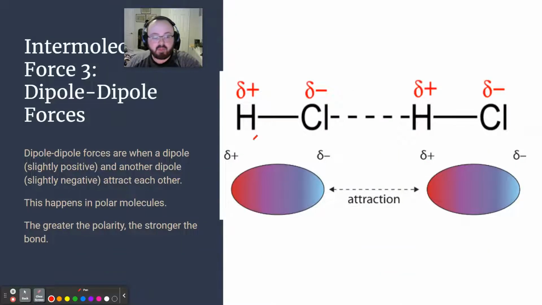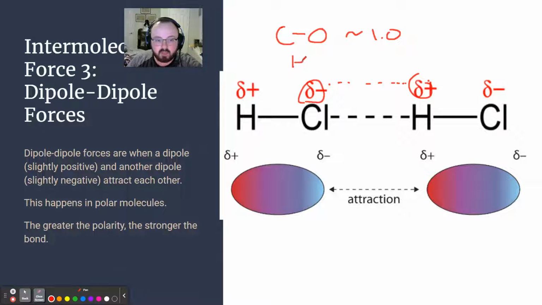Alright, dipole-dipole forces. This chlorine here is partially negative, this hydrogen is partially positive, and they will attract because opposite charges attract. I think this one's kind of simple, but this is two polar molecules connecting, attracting because of their polarity, because of these partial charges. Again, the greater the polarity, the stronger the bond between them. If you had, let's say, a carbon and an oxygen where the difference is about 1.0 versus a hydrogen and an oxygen where it's going to be like 1.5 or so, this is going to be a stronger attraction, a stronger bond.